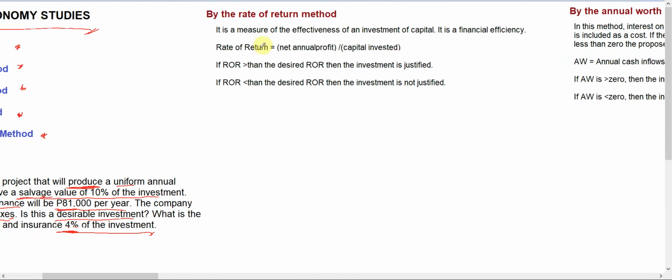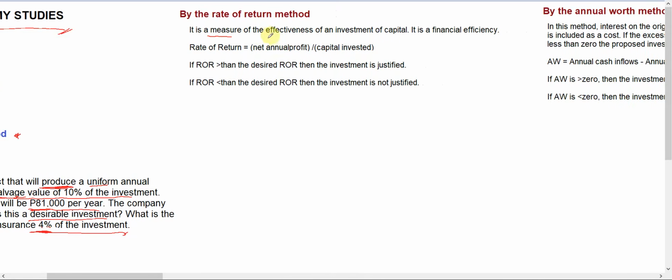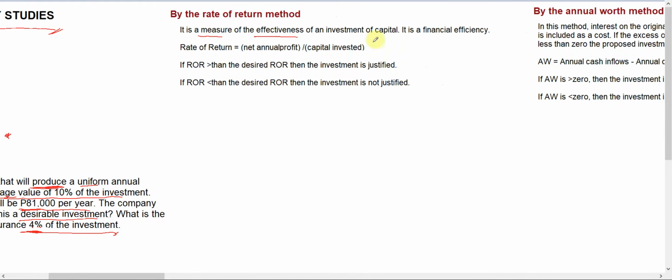So, by rate of return method, solve natin siya. So, what is rate of return? So, rate of return is actually the measure of effectiveness of an investment of capital. So, it is a financial efficiency. So, gaano ka-efficient yung ininvest mo o yung capital mo na kumikita every year. So, that is the rate of return.